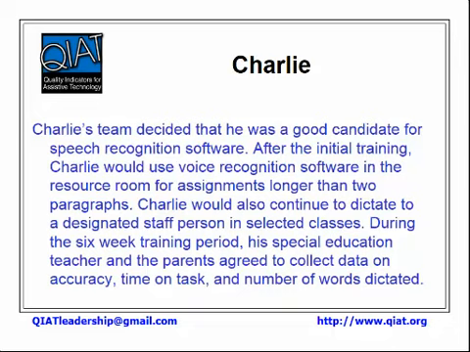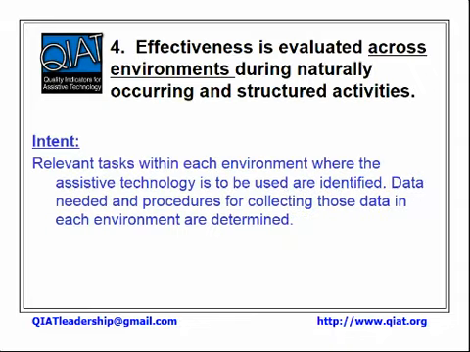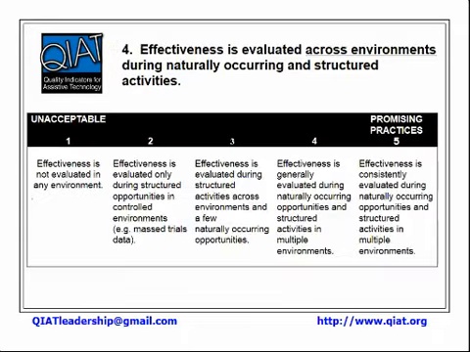When we look at the 4th indicator, we're looking at evaluating effectiveness across environments during both natural and structured activities. And the idea is that tasks within each environment need to be identified. The technology may have a different goal in different settings, and so data needed and procedures for collecting those data in each environment need to be determined. If we talk about how that looks when we're doing a self-evaluation, we find that what's unacceptable is that we're not evaluating in any environment.